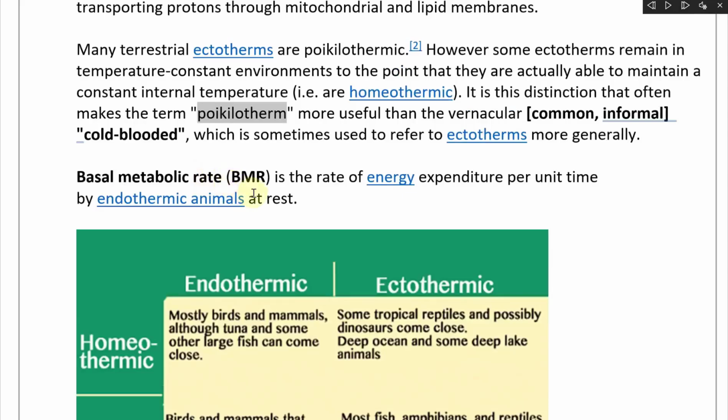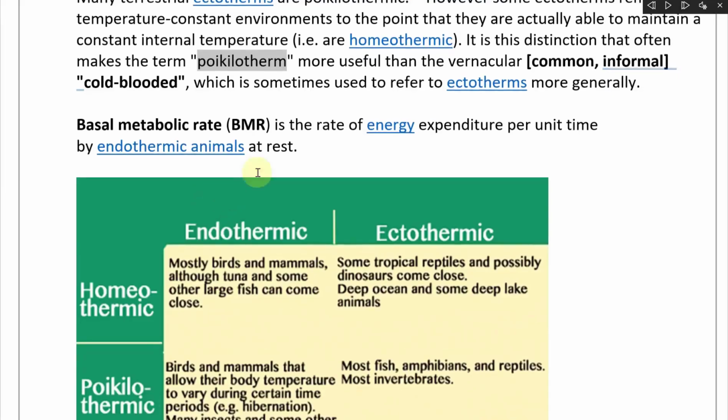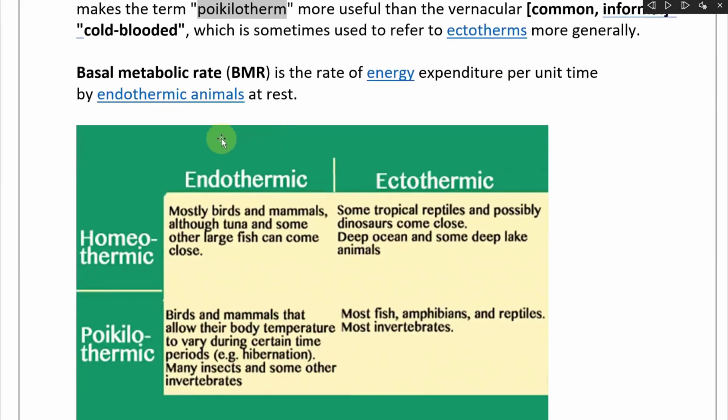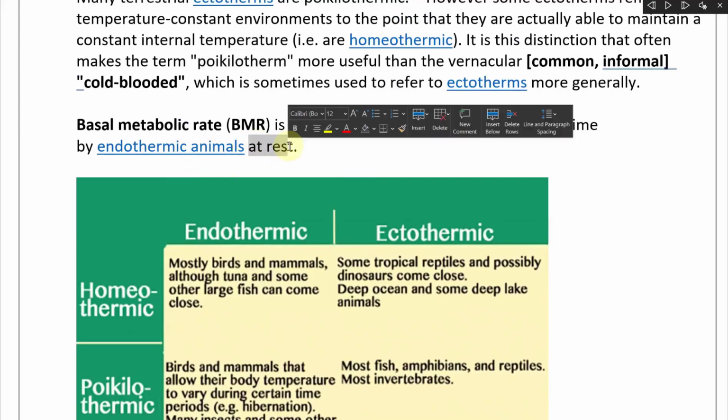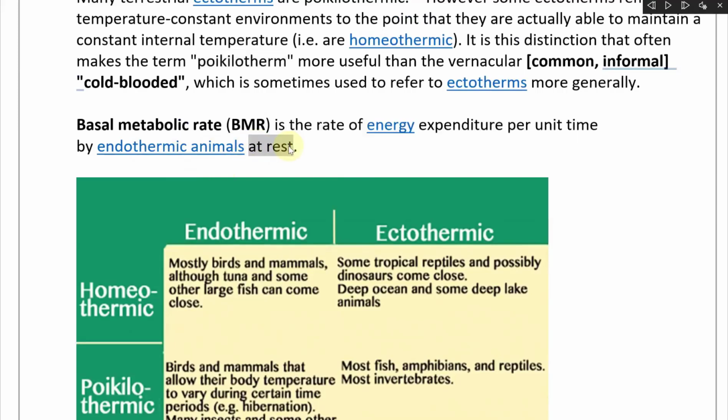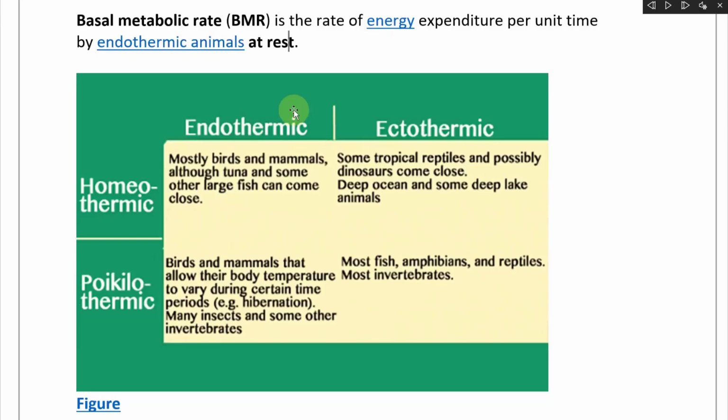So basal metabolic rate, or BMR, is the rate of energy expenditure per unit time by endothermic animals at rest. All right, so now that we have this over here, remember this is the rate of energy expenditure per unit time by endothermic animals at rest. The key point is at rest. At rest, I should bold that. That's very interesting. So continue further here.